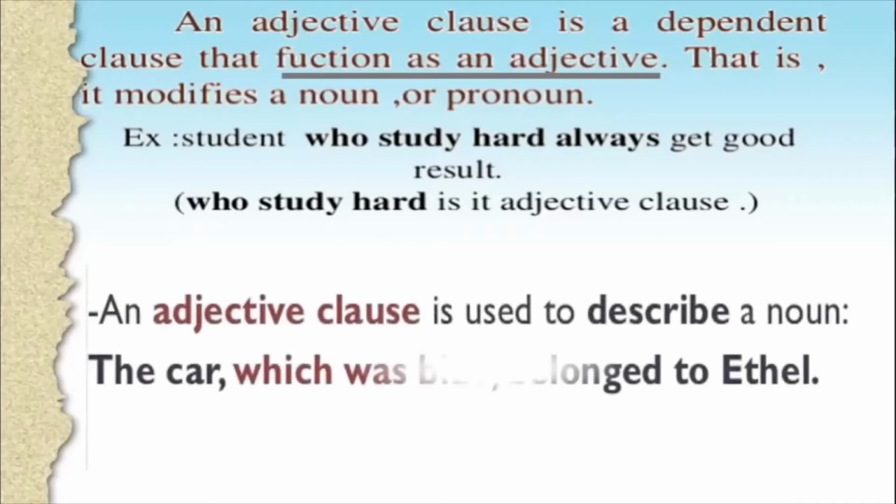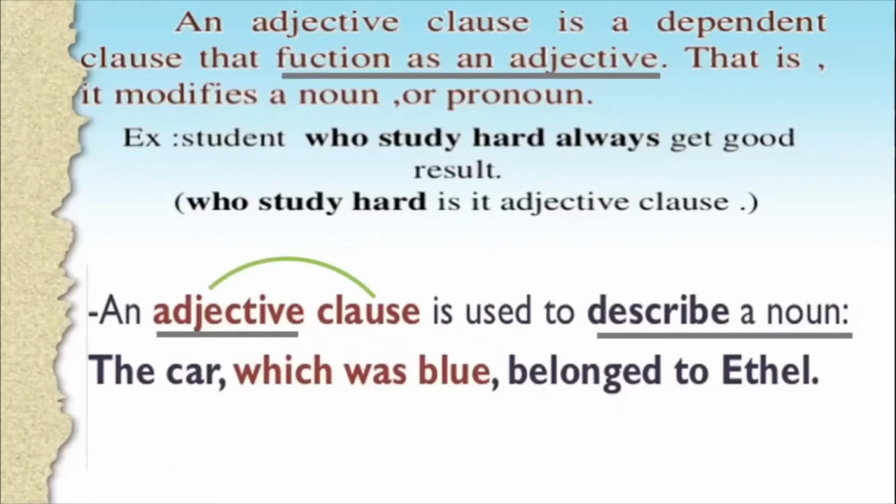Let's see this example. An adjective clause is used to describe a noun. Very simple. So what is an adjective? An adjective describes the noun, isn't it? When we learnt about the various parts of speech, we learnt about noun, then we learnt about adjective, then verb, then adverb. Because a noun is connected to the adjective and the verb is connected to the adverb. We learnt that adjectives describe a noun. So here the adjective clause will describe the noun.